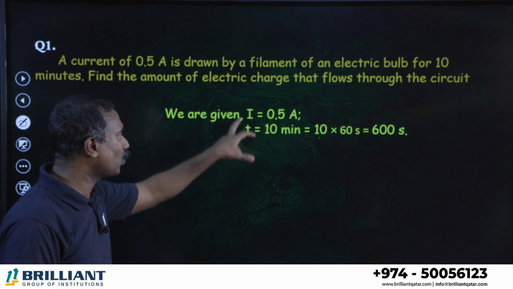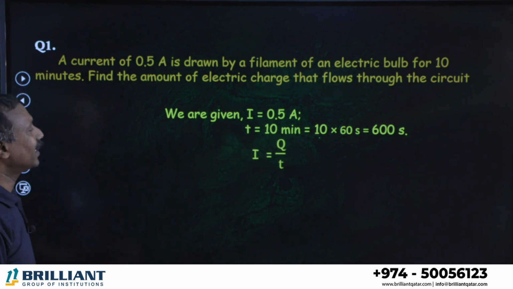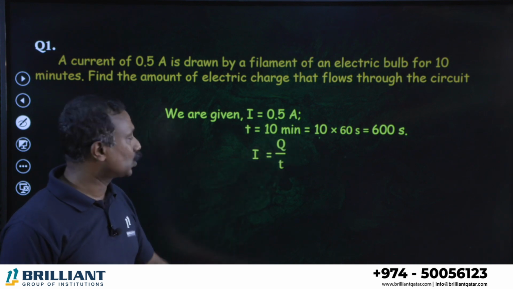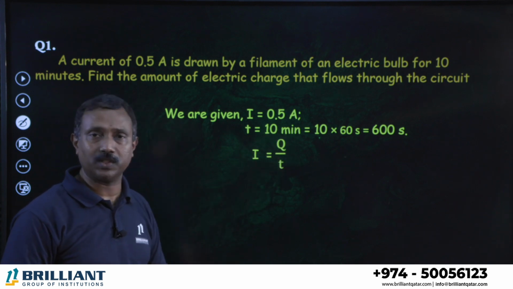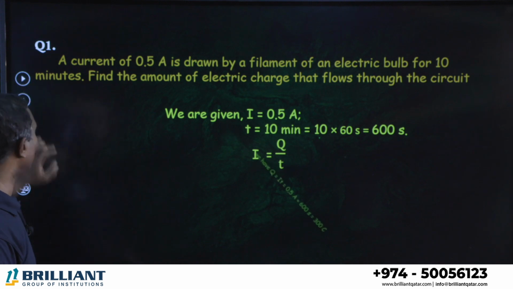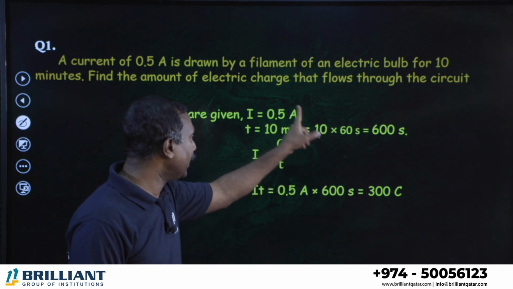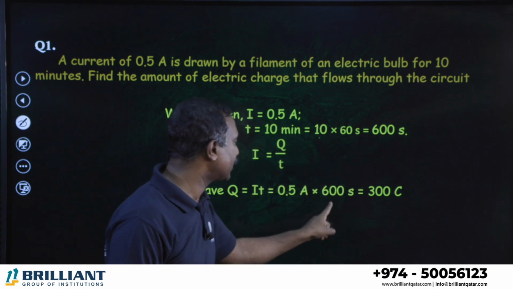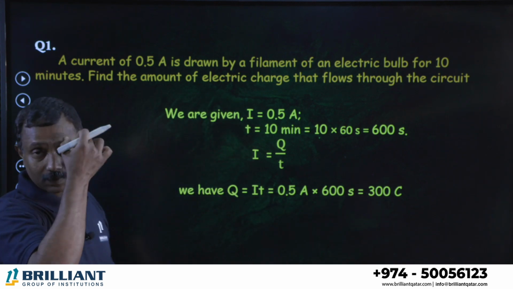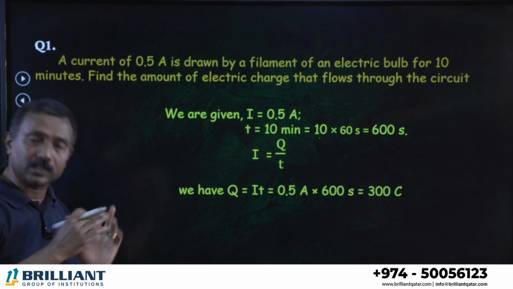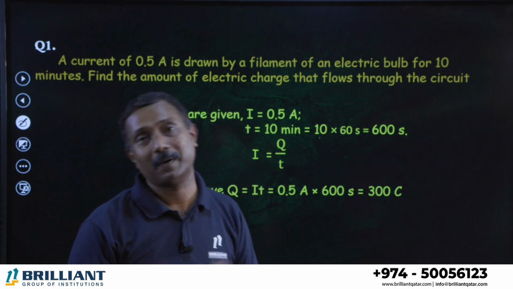So we got two quantities, I and t. Now we want to find out the amount of charge, Q. We know I and t, but we want to calculate Q. So can we use the formula I equals Q over t? From that, we can make an equation for Q. So from this formula Q is equal to I t, where I is 0.5 ampere and t is equal to 600 seconds. So 0.5 into 600 gives 300 coulomb. So the total quantity of charge that passed through the filament of this lamp for a duration of 10 minutes is 300 coulombs.